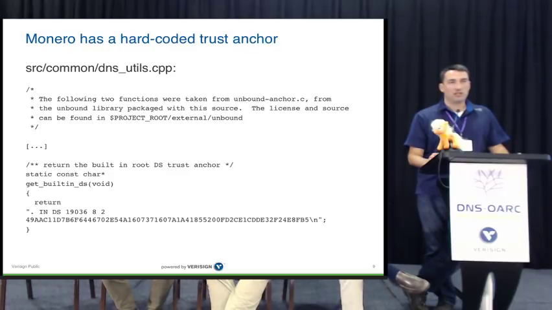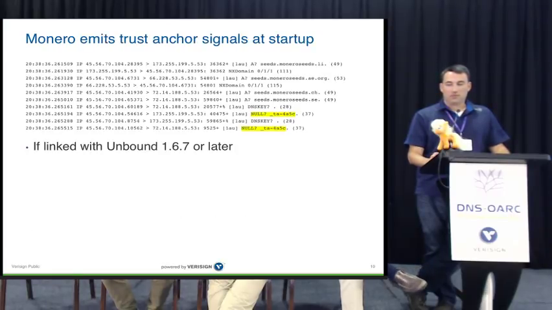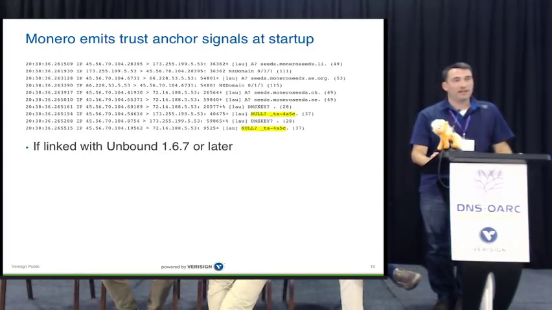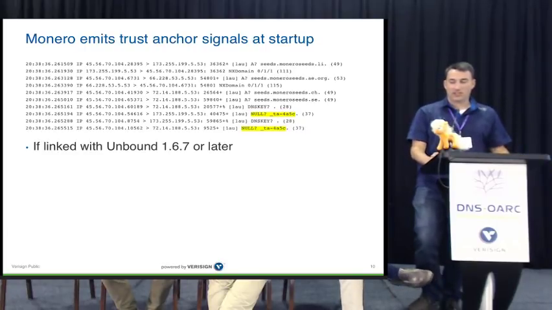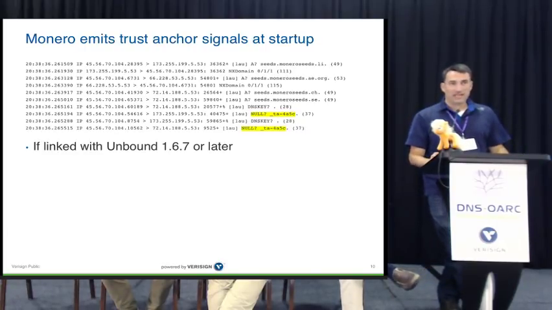We looked at the source code. When I say we, I mean Dwayne Wessels. And we found this little bit of code in there where they had hard-coded, as you can see, only the 19036 trust anchor. Okay? Dwayne ended up taking the client and running it on a local instance, and he saw that it was, in fact, emitting 8145 data upon startup. So that was it.